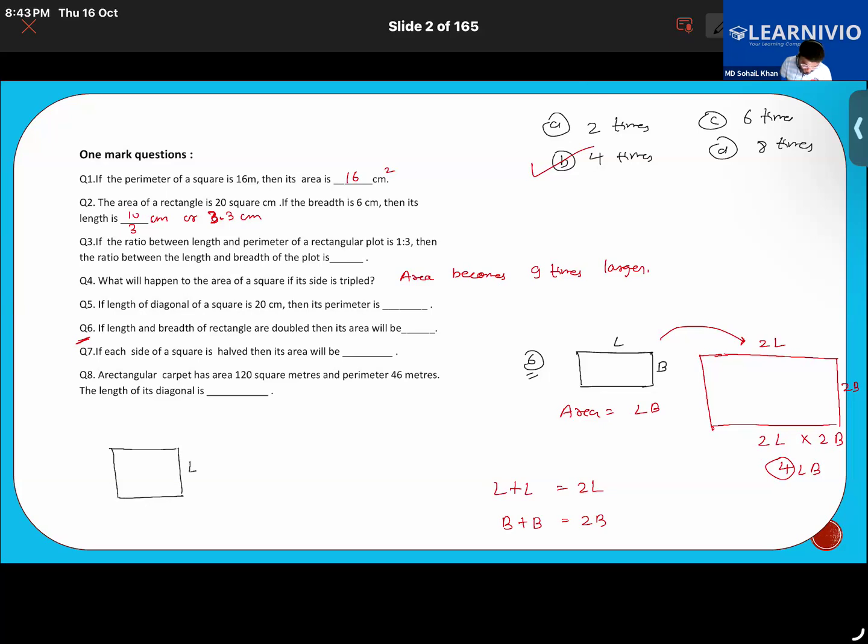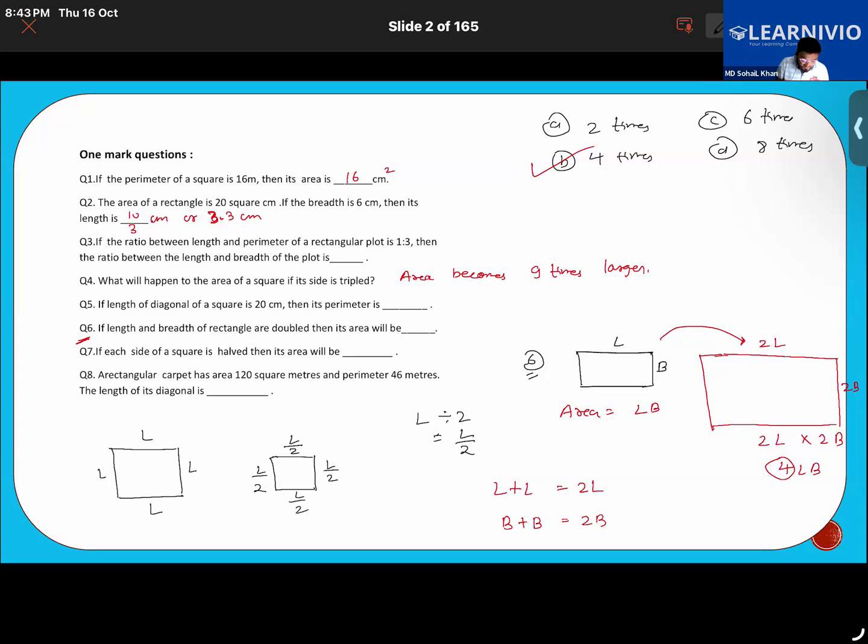Say that this is L and that is also L because all the sides are the same. So let's represent it with L. Now what is happening? L is becoming half now, meaning you're dividing it by 2. So that means L upon 2. So this is L upon 2, that is also L upon 2, just like these two.